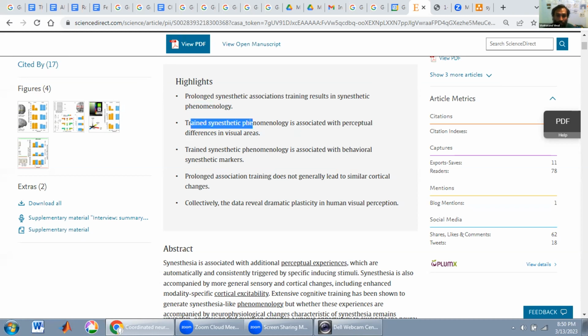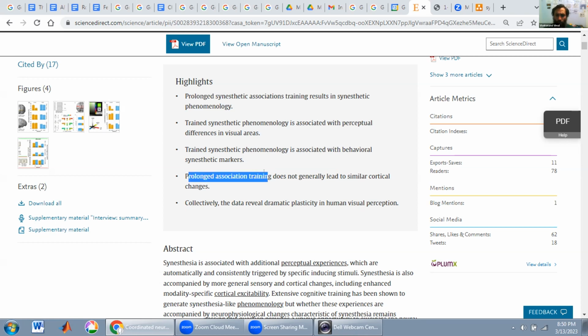And then trained synesthetic phenomenology is associated with perceptual differences in visual areas. So they did do these brain scans, none of which I've read, so I don't know how rigorous it is, but they're reporting that you can actually find visual areas that are being activated. And trained synesthetic phenomenology is associated with behavioral synesthetic markers. Prolonged association training does not generally lead to similar cortical changes.